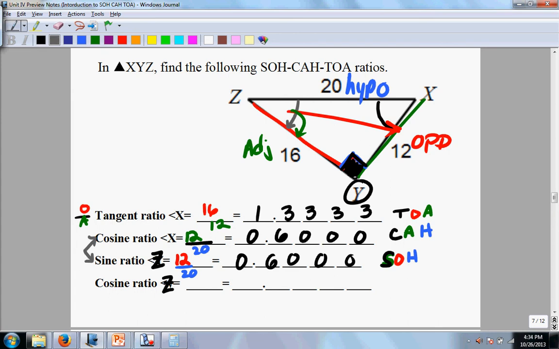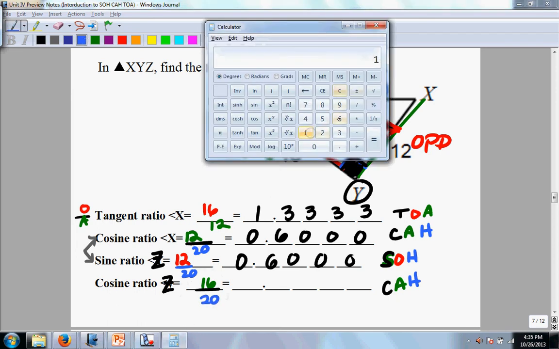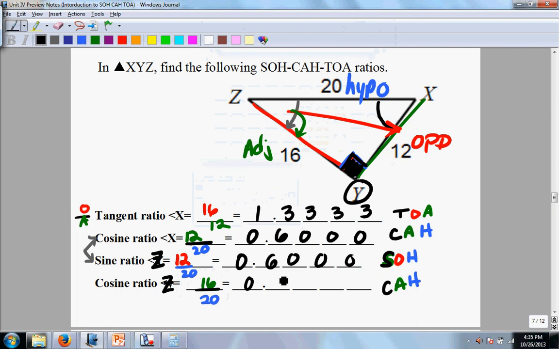Last one, we're going to do the cosine of angle Z. So write out the cosine ratio, which is CAH. Cosine is adjacent over hypo. And in this case, our adjacent side is going to be 16, and our hypo is going to be 20. So our ratio is going to be 16 divided by 20, and we get 0.8.